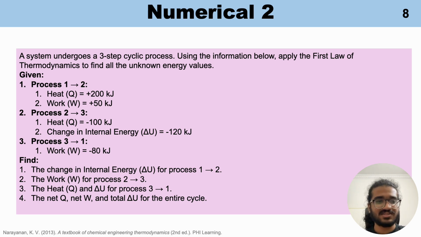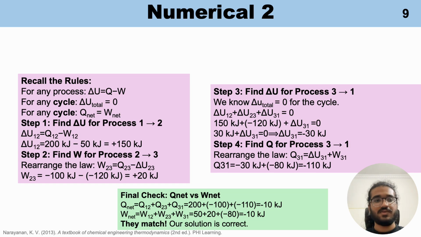So we can say this is a triangular process. So the things we need to find here are the change in internal energy, the work done, the heat and change in internal energy for path 3 to 1, and the net heat transferred, the net work done, and the total change in internal energy for the entire cycle. So we need to solve for the unknowns.